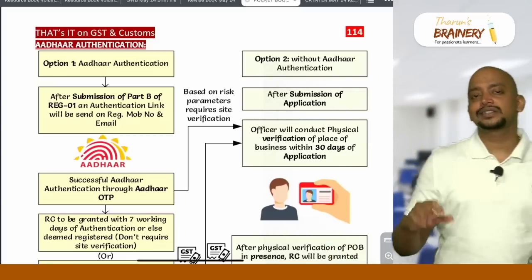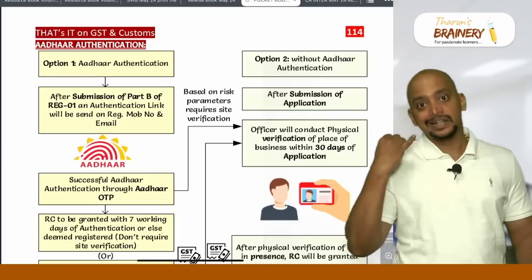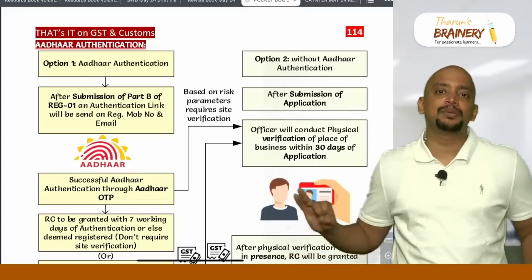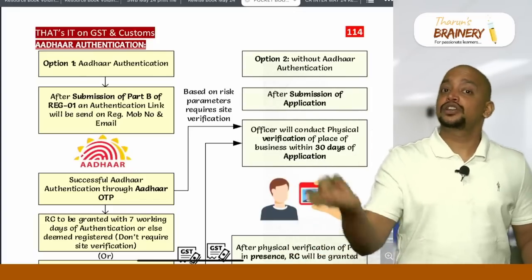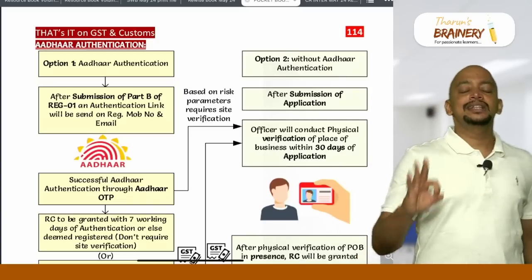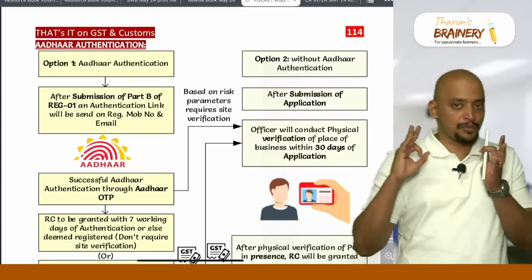So what are the 3 cases where physical verification will be done? Number 1, application without Aadhaar authentication. Number 2, application with Aadhaar authentication but authentication not completed within 15 days. Number 3, application with authentication and authentication is completed but the officer requires physical verification. In these 3, based on risk parameters, physical verification will be taken by the proper officer.